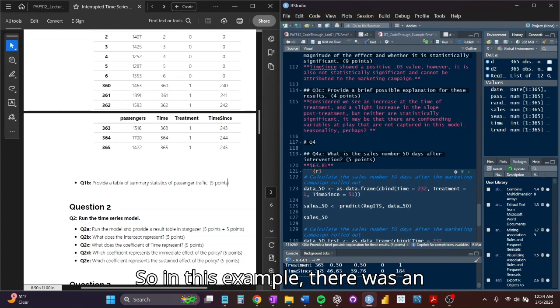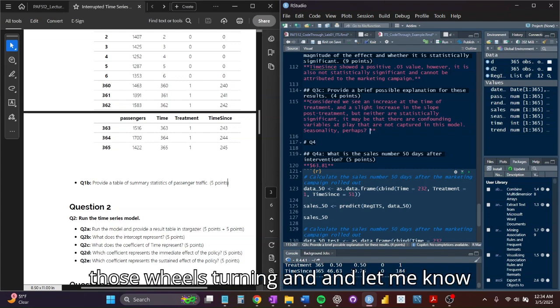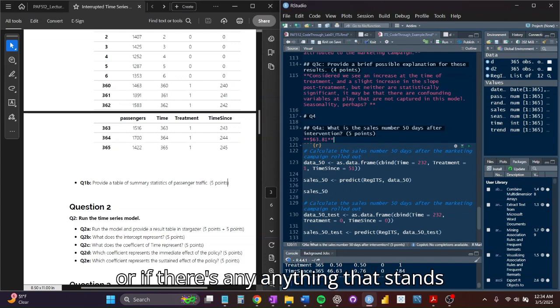So in this example, there was an increase, but it wasn't statistically significant, which means that there's some noise. So there's some kind of confounding variable that we're not accounting for that may be to blame or the cause of the spike, but without significance. So perhaps seasonality is an explanation. I don't expect anything too crazy, but definitely get those wheels turning and let me know if you have any creative thoughts on it or if there's anything that stands out in the lab itself.